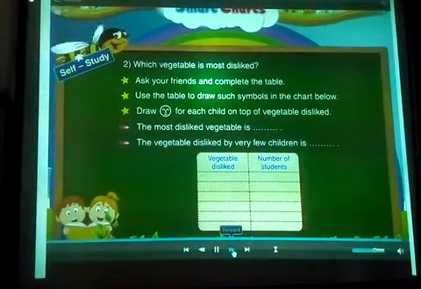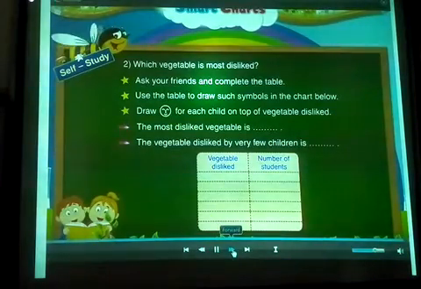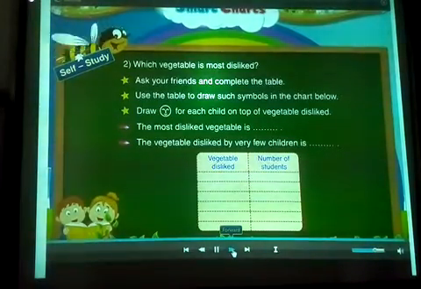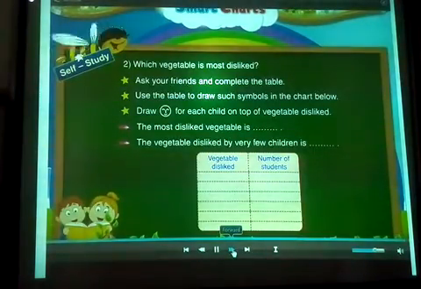Use the table to draw such symbols in the chart below. Draw this symbol for each child on top of the vegetable disliked. The most disliked vegetable is dash. The vegetable disliked by very few children is dash.